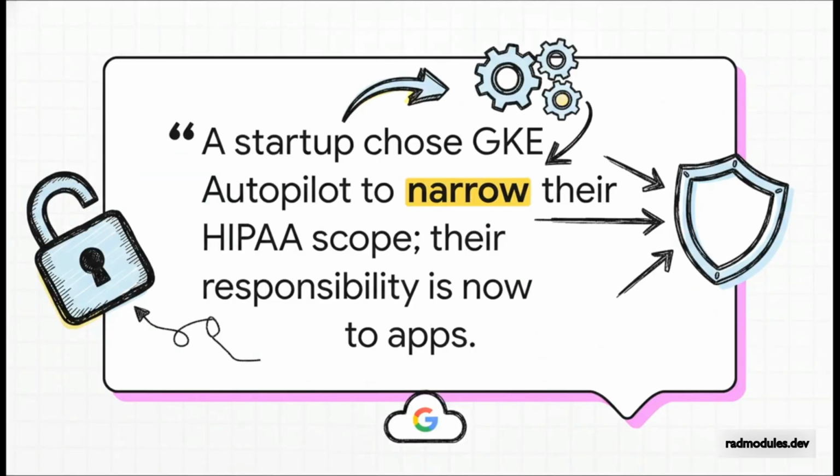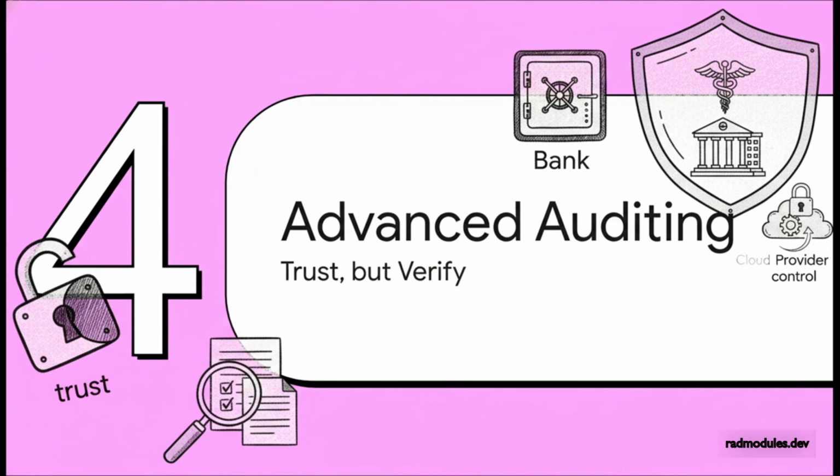And this example just drives that point home. By picking a more managed service like Autopilot, this startup basically outsourced a massive piece of their compliance burden. This let their team focus on what really mattered for HIPAA, their own application security, without getting bogged down in infrastructure management.